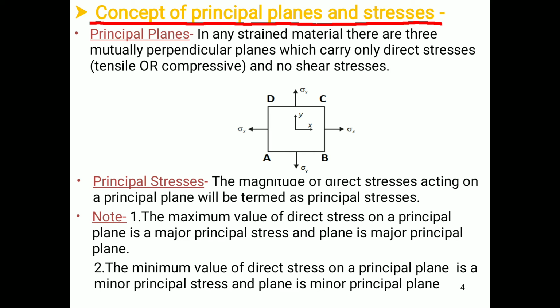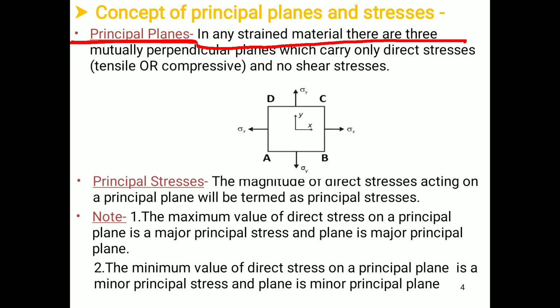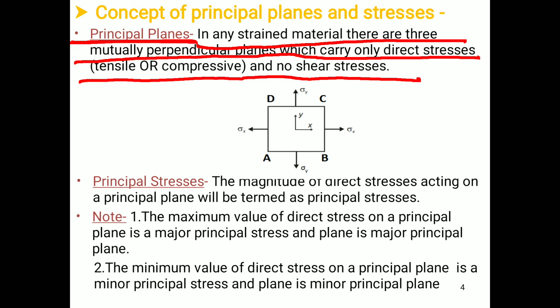What does the principal plane mean? What do the principal stresses mean? Okay, so the first one is principal plane. What does it mean? In any strained material there are three mutually perpendicular planes which carry only direct stresses. It may be tensile in nature or compressive in nature, but it does not carry any shear stress. This is the definition of principal plane.